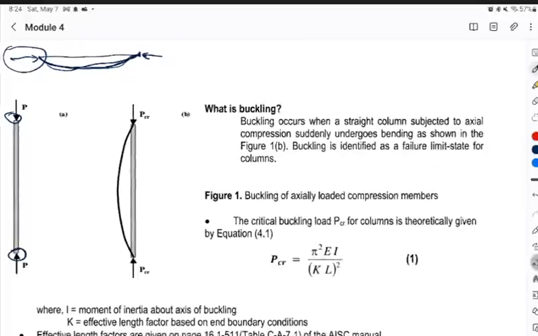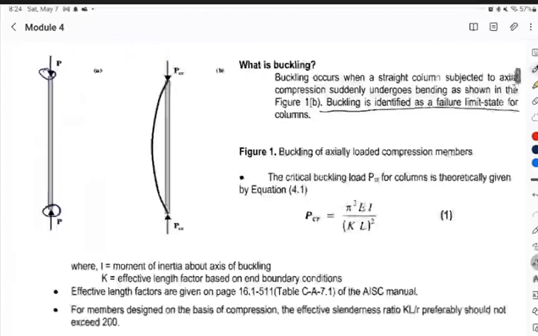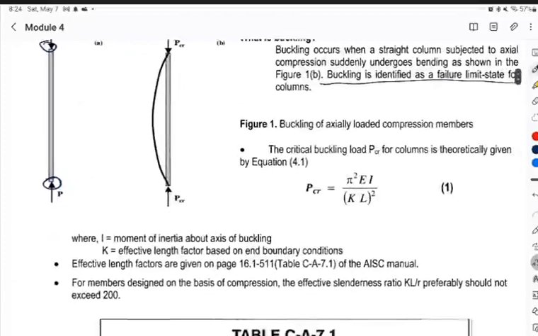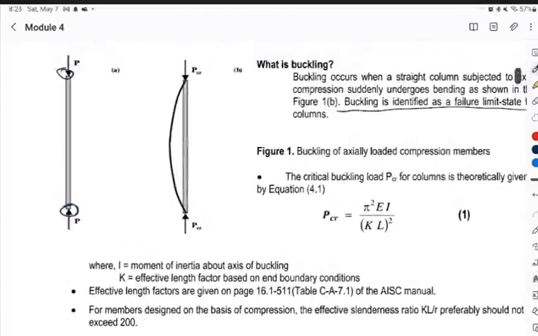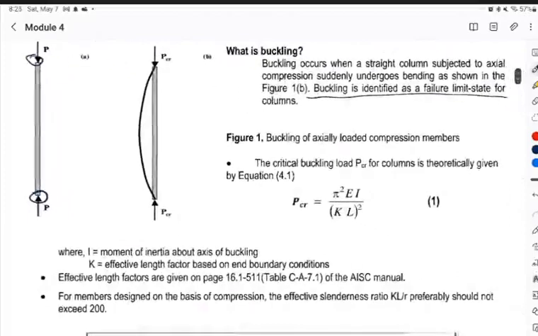Remember, we have three failure limit states doon sa ating tension members. Those are the yielding of the cross section, the rupture of the net section, and block shear rupture. Di ba? Tatlo yon. Here we have, dalawa. And those are both buckling states. So buckling of axially loaded compression members. Ito yan. So the critical buckling load for columns is theoretically given by equation 4.1.